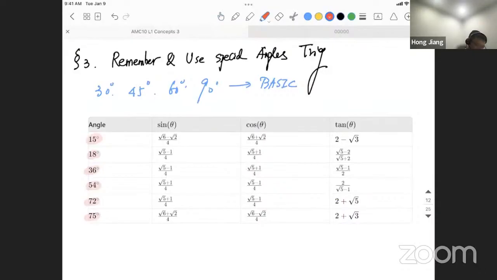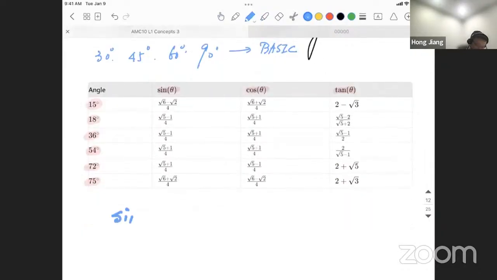You need to remember the sine and the cosine. Tangent is okay. You use sine over cosine, you get tangent, right? At first sight, most of the students say, oh no, I can't remember that much. But let me give you a little bit of an idea. You can actually reduce the calculation significantly. First, you know the cofunction: sine theta equals cosine of 90 degrees minus theta, right?